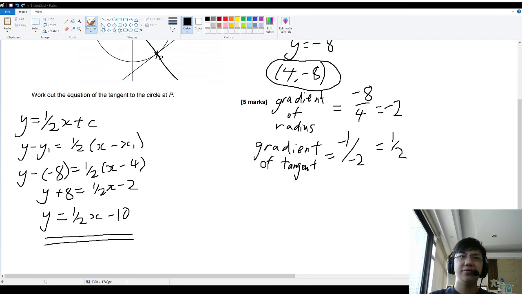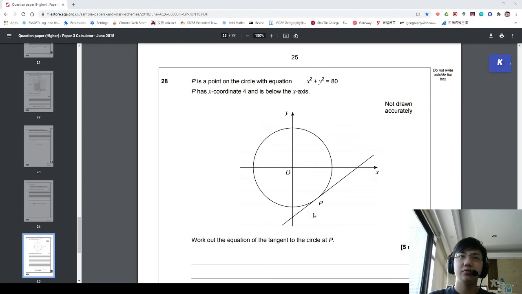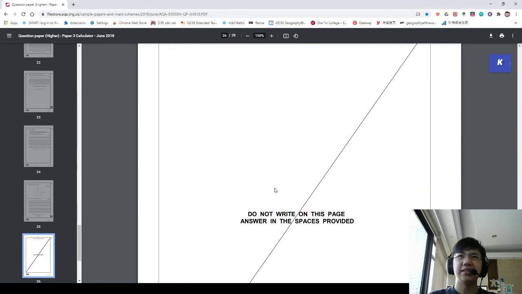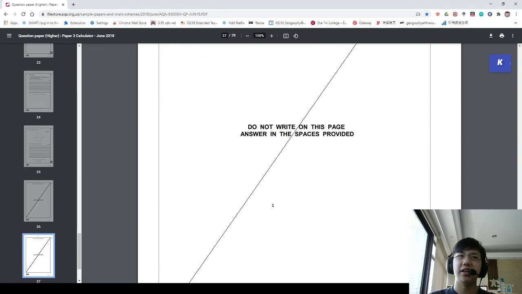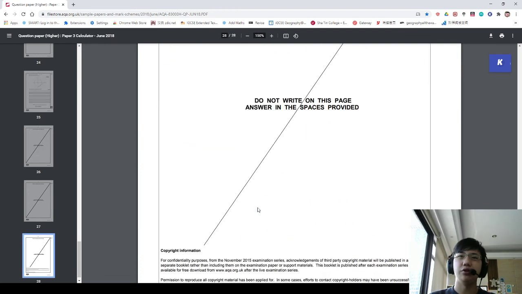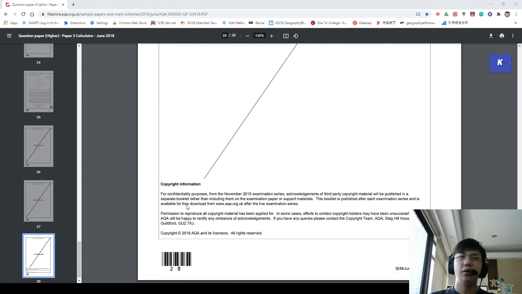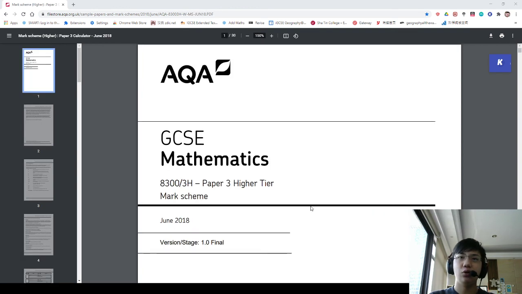And that is in fact the end of the paper. Let us see. Yes, there are no more questions in this paper, hence we have finished this paper. And now I will show you the mark scheme. Pause anytime you like and check your answers, and also see which parts you didn't get for this paper. So I will switch to the mark scheme now.